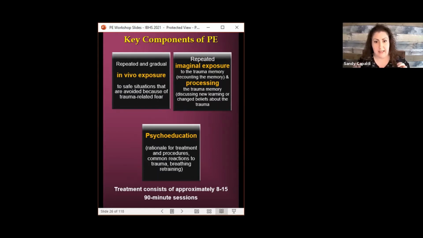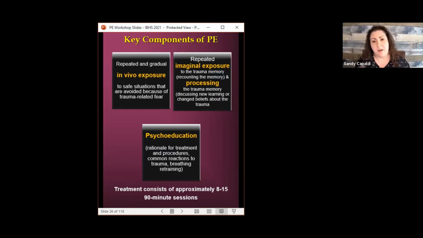Remember, safe is a key word there. We don't want the biting dog. Safe situations that the person is avoiding only because of their trauma-related fear. So they're avoiding them because of the experiences that they've had in their life, not because they are actually dangerous. Okay. Remember, some of these situations include things that are experienced now as more dangerous, or that remind them of what happened.